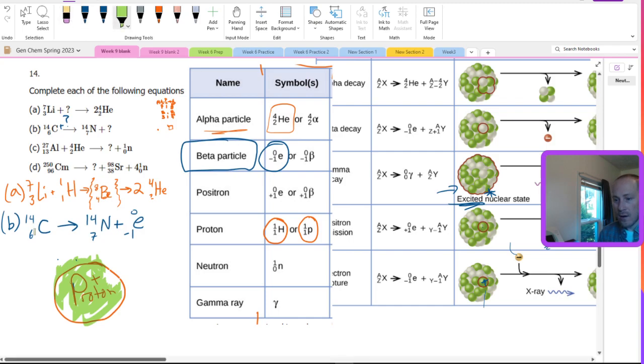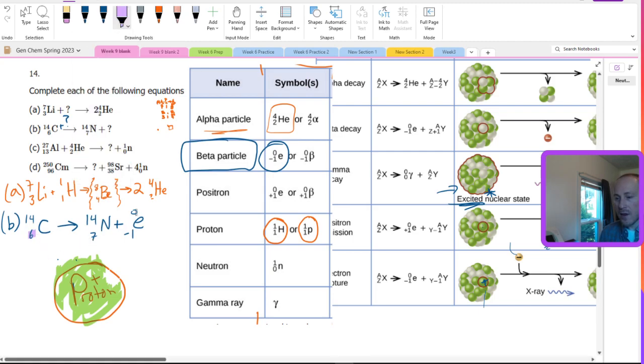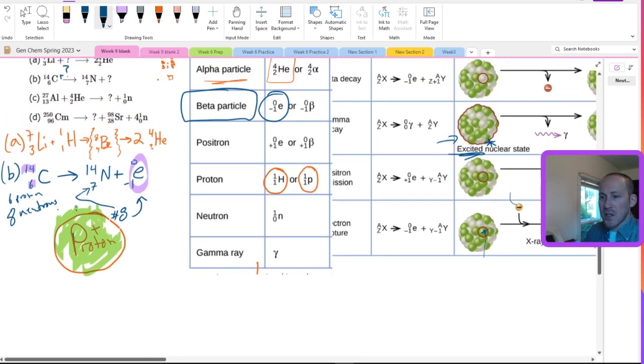We had, use a different color, we had 6 protons. Sorry, yes, 6 protons and therefore 8 neutrons. One of those, let's say this was number 8. Number 8 lost its electron and therefore became another proton, number 7. So that's what just happened there, and that was a beta particle, beta emission.